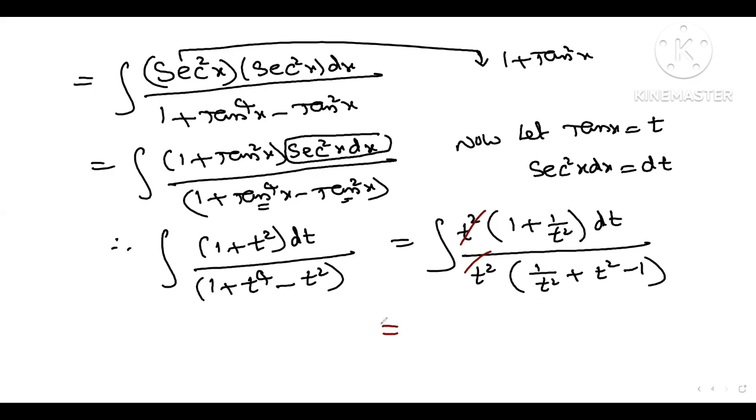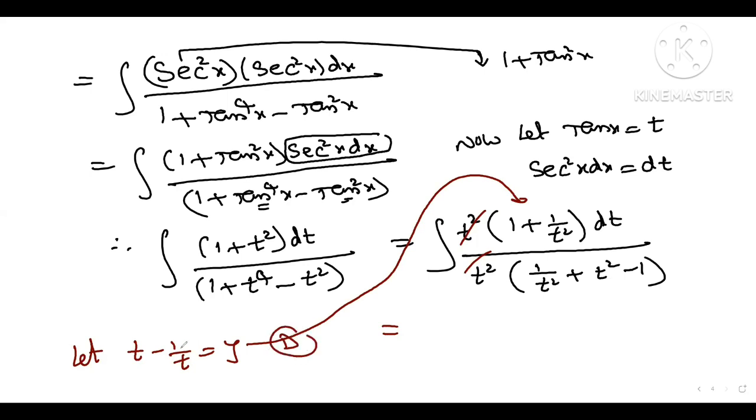In this kind of model, we take t minus 1 by t is equal to y. Why? Because the derivative of this is there in the numerator. So differentiating on both sides: differentiation of t gives 1, and differentiation of minus 1 by t gives plus 1 by t squared. So (1 plus 1 by t squared) dt is equal to dy. So the integral of (1 plus 1 by t squared) dt is dy.